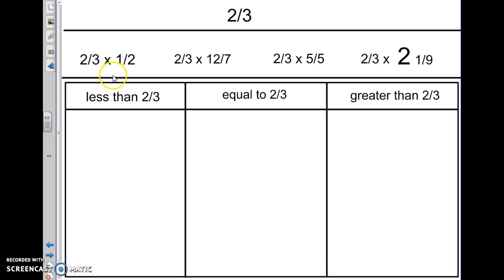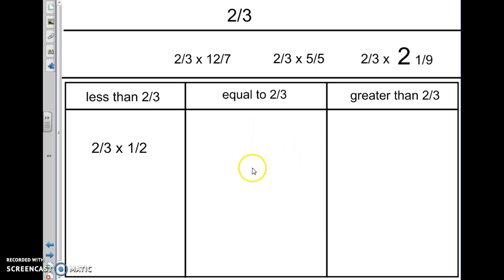Okay, so we know that for the product to be less than 2/3, the factor has to be a regular fraction. It can't be an improper fraction, because improper fractions are more than 1. And it can't be equal to 1, because that would give us a product of 2/3 if we're multiplying by 1, right? So as I look up at these, all of them are 2/3 times something. I'm looking at the other factors. I'm just looking for regular fractions. And the only one of 1/2, 12/7, 5/5, 2 1/9 is going to be 1/2. I'm going to move that down here. So 2/3 times 1/2 is going to give us a product less than 2/3.